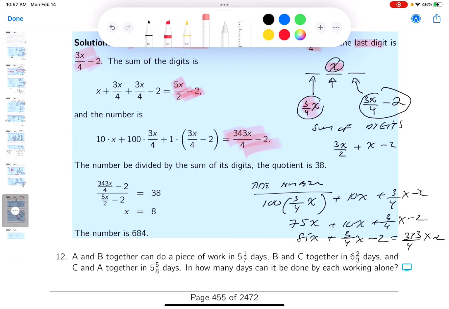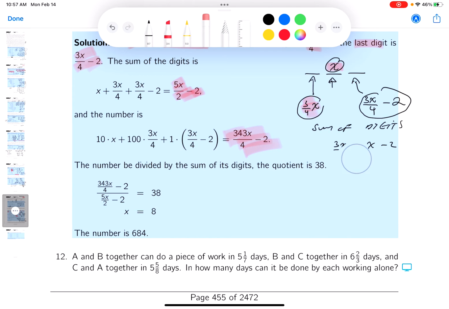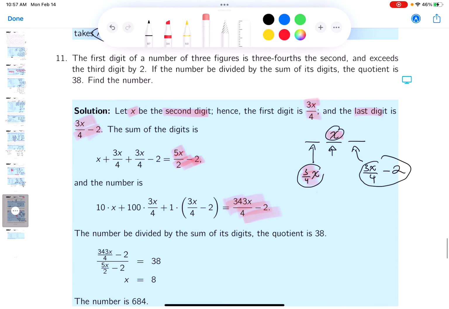Well, I'm going to start to erase some of the work that I don't need anymore. All right, I'll leave that up there. And again, I got to read it. Going back, I'm not memorizing it right. If the number, well, I know what the number is. It's 343x over 4 minus 2 divided by the sum of the digits. Well, I have to write that down now. So that's going to be the number. I'll write that down for you. 343x over 4 minus 2 divided by the sum of the digits.